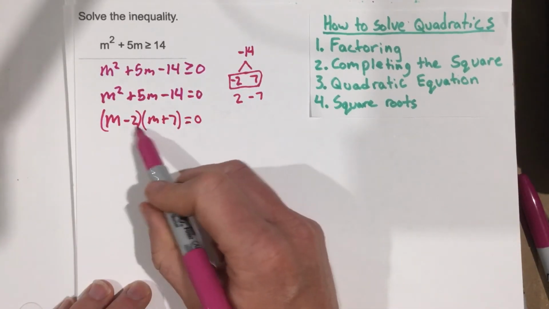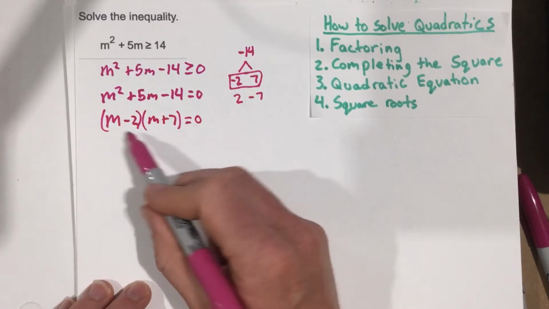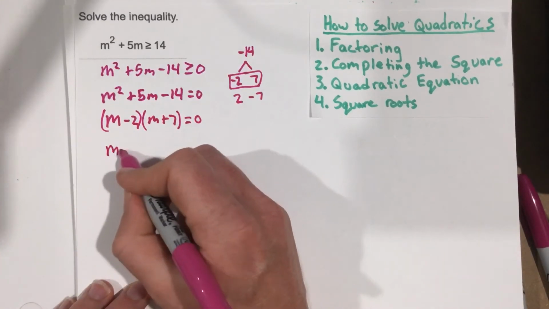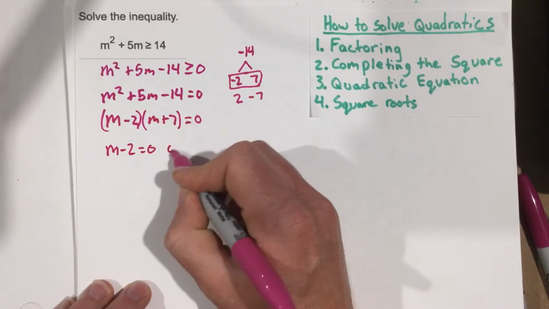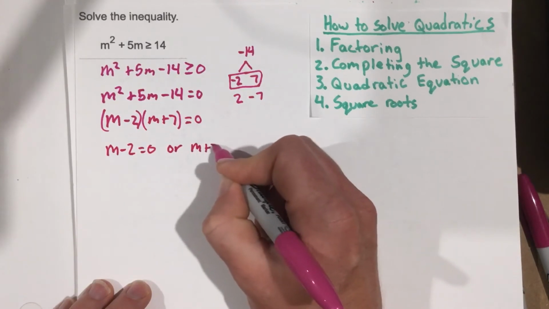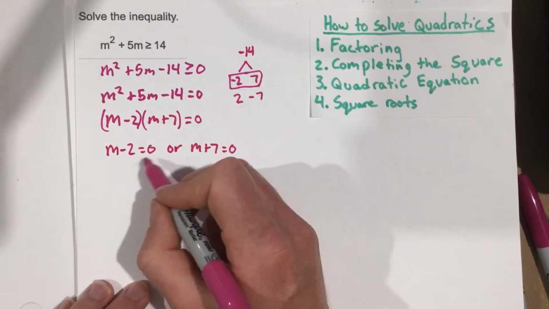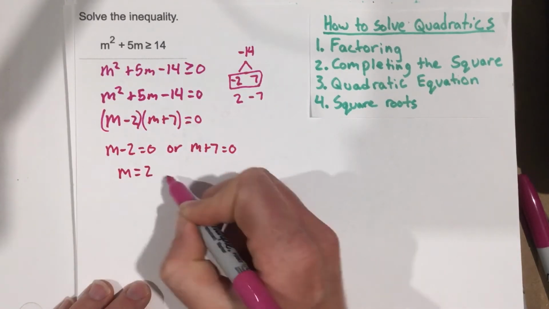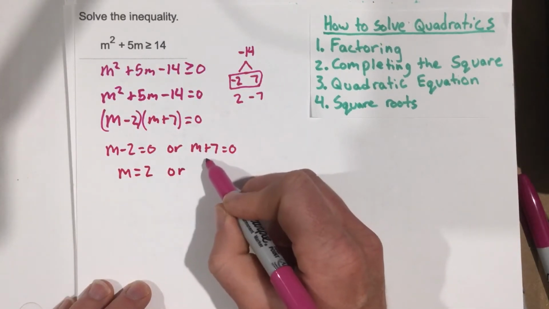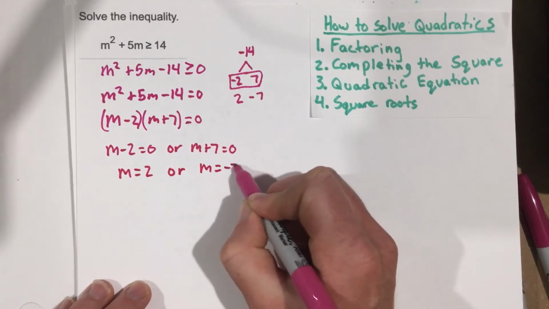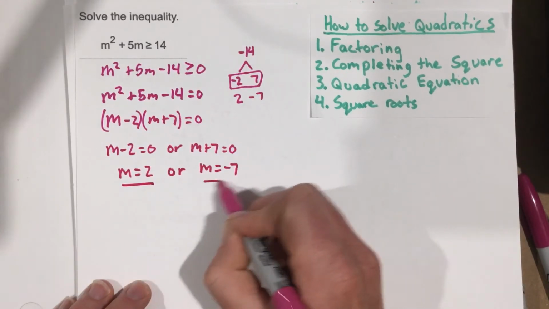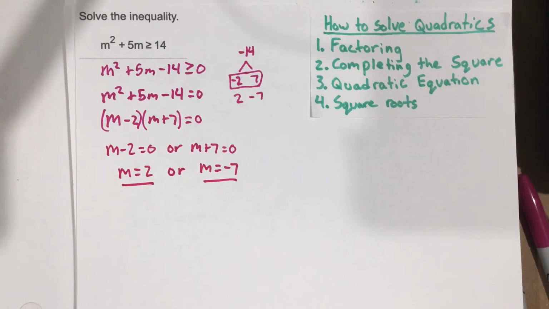So now I can use the zero product property and say that m minus 2 equals 0, or m plus 7 equals 0. I can add the 2 over, so that's m equals 2, or subtract the 7, that's m equals negative 7. So these are my 2 roots here.